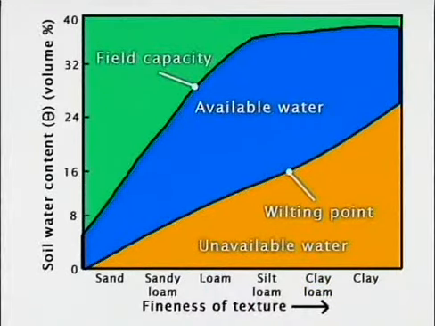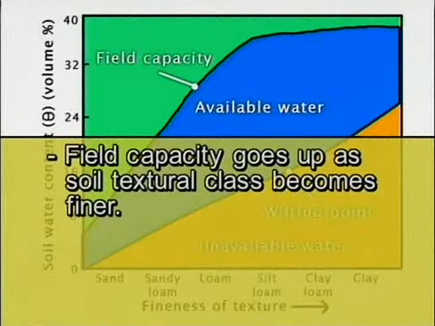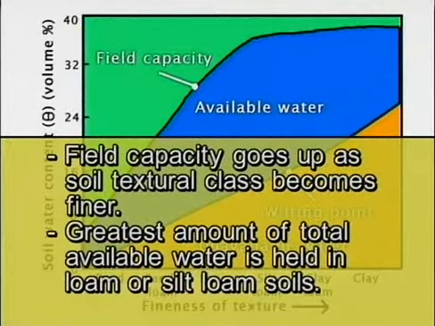So from this graphic, I'd like you to take away 2 points. Field capacity goes up as the soil textural class becomes finer, and the greatest amount of total available water is held in loam or silt loam soils, in contrast to those that are finer textured, such as the clay loams or clay soils.